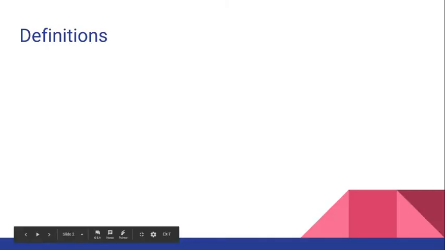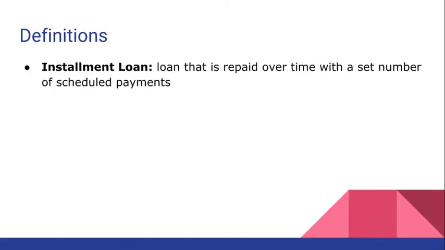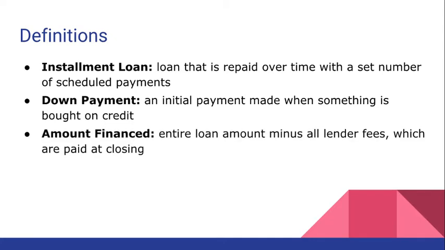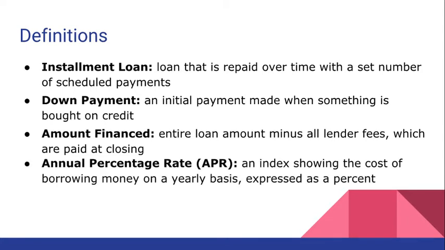So first, let's go over some definitions. An installment loan is a loan that is repaid over time with a set number of scheduled payments. Down payment: an initial payment made when something is bought on credit. An amount financed is the entire loan amount minus all lender fees, which are paid at closing. And then annual percentage rate, known as the APR: an index showing the cost of borrowing money on a yearly basis, expressed as a percent. So those are our definitions.